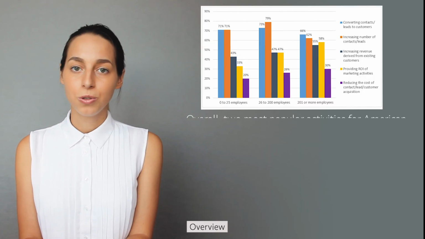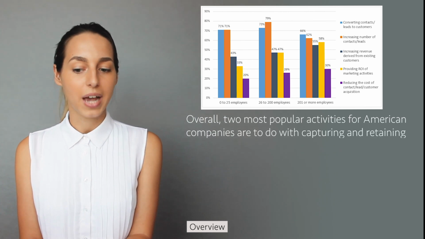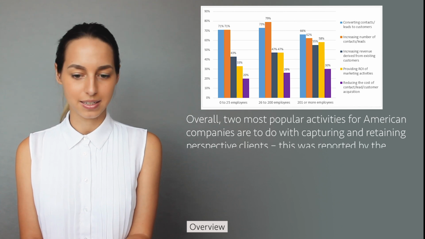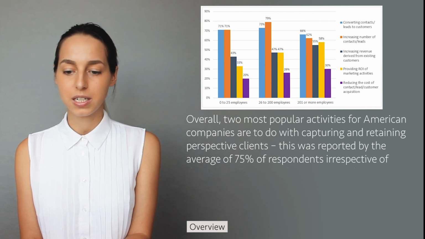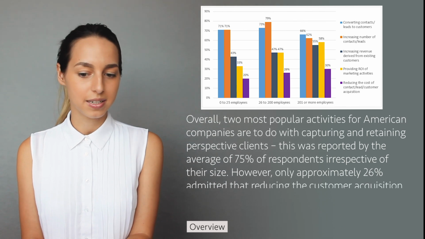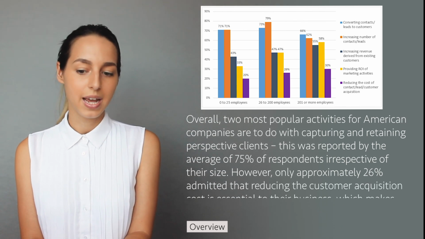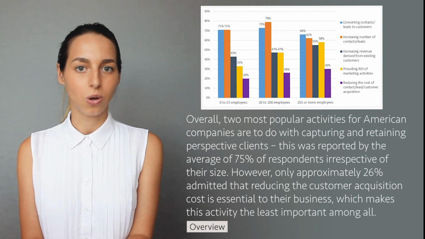In this particular sentence, we are starting the overview. The overview comes before our main analytical part of the essay, and that's how I structure it. Overall, 2 most popular activities for American companies are to do with capturing and retaining prospective clients. This was reported by the average of 75% of respondents, irrespective to their size. However, only approximately 26% admitted that reducing the customer acquisition cost is essential to their business, which makes this activity the least important among all.